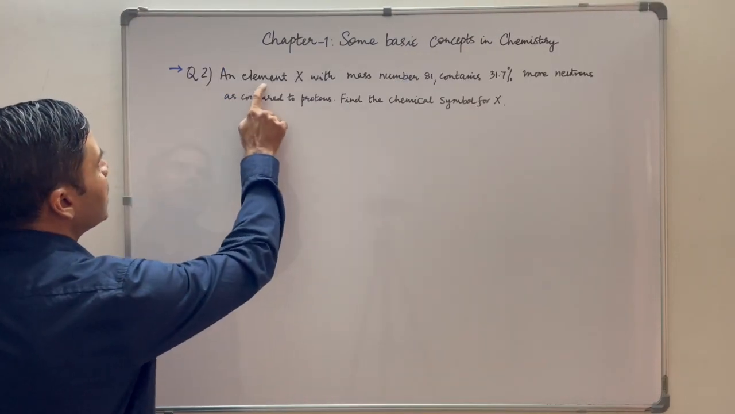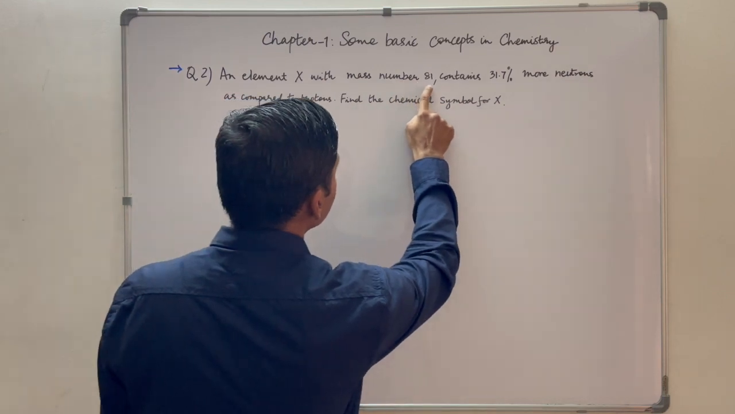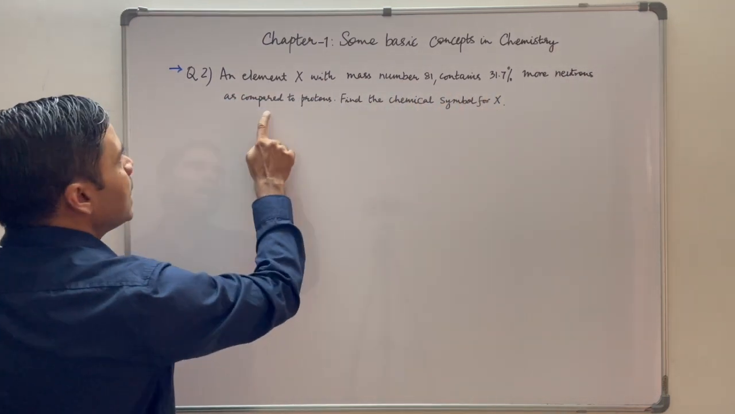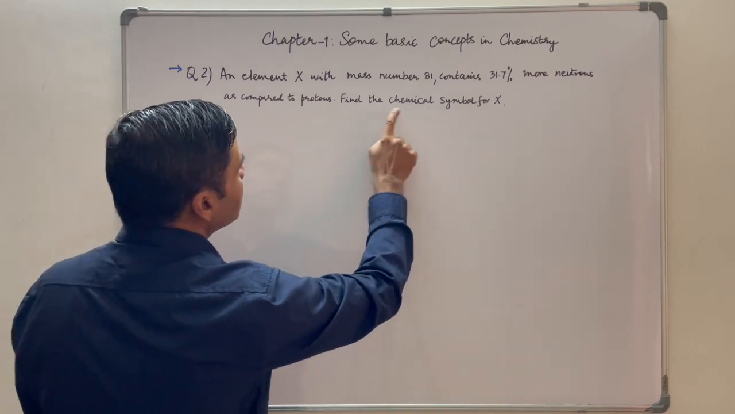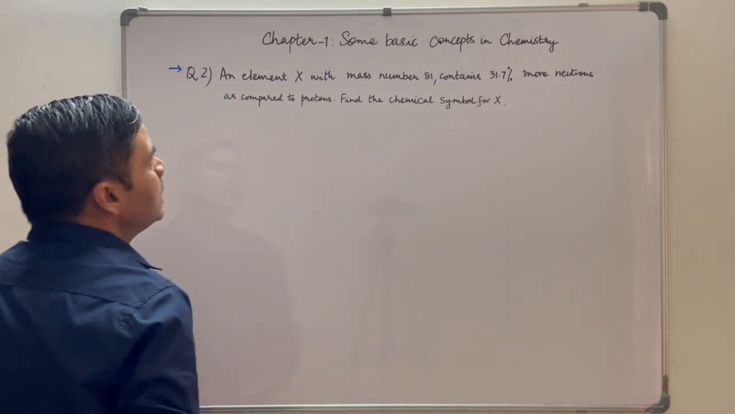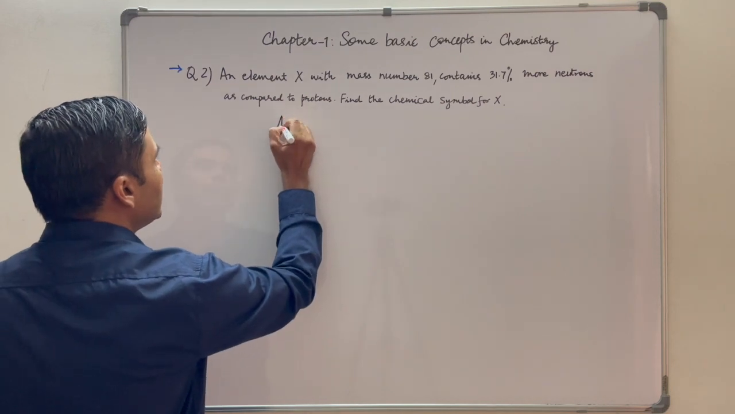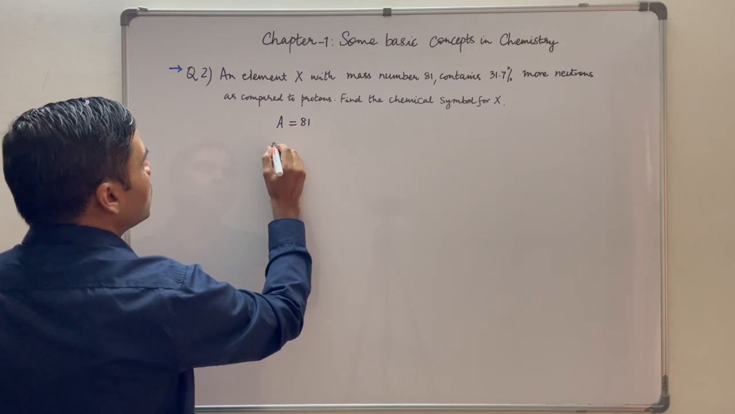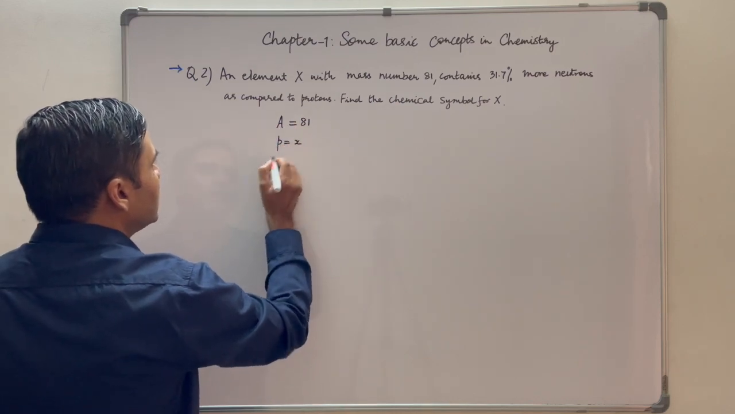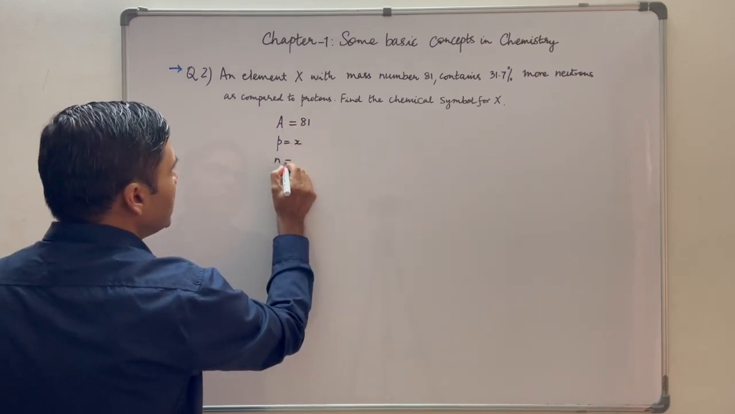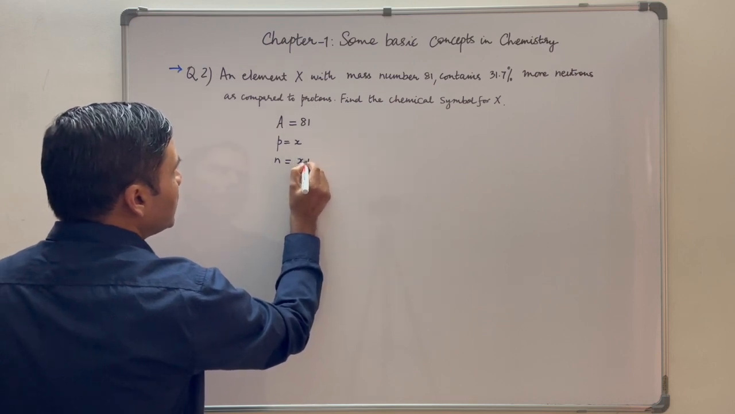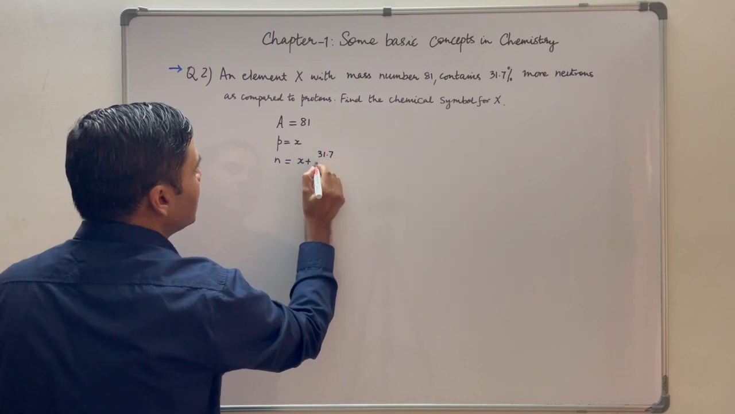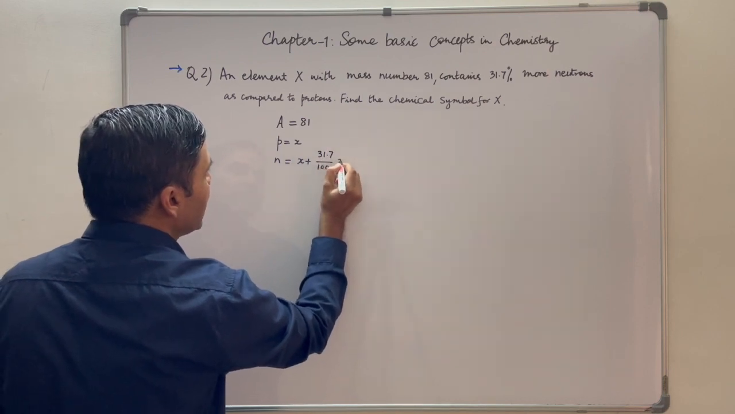Second question, an element X with mass number 81 contains 31.7% more neutrons as compared to protons. Find the chemical symbol for X. It is given as mass number A is equal to 81. Suppose number of protons are x. Then number of neutrons will be equal to x plus 31.7%, means 31.7 upon 100 times x.